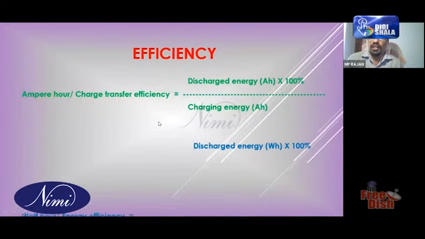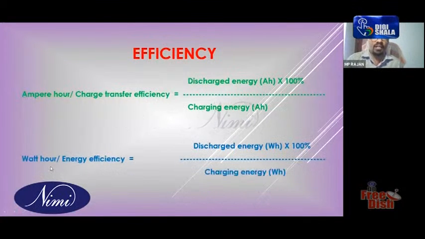Another way to show the efficiency of the battery is the watt hour efficiency. Power, electrical power, is the product of voltage into current. So voltage into current into time, that is the watt hour energy. So this ratio of discharged watt hour energy to the charging watt hour energy is called watt hour efficiency. So batteries are termed in ampere hour efficiency and watt hour efficiency both.